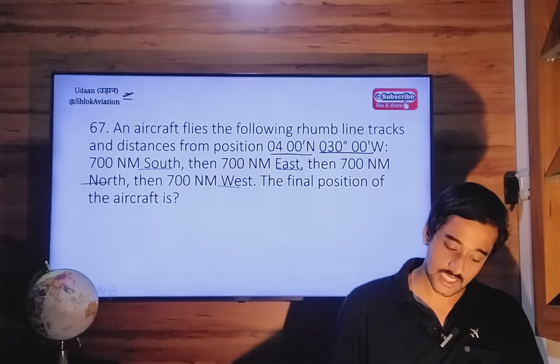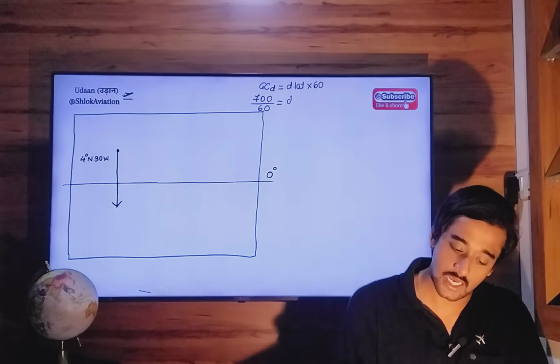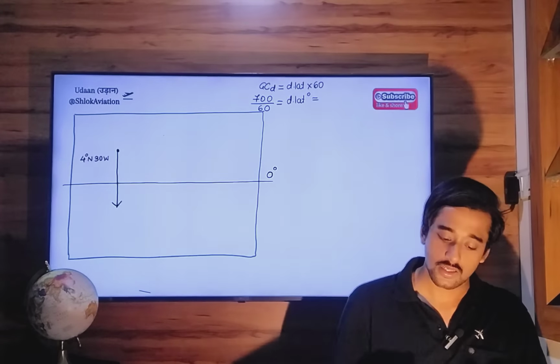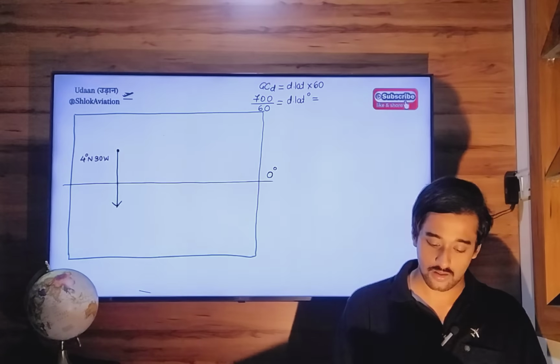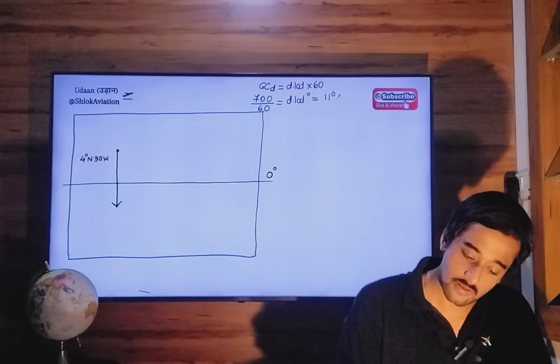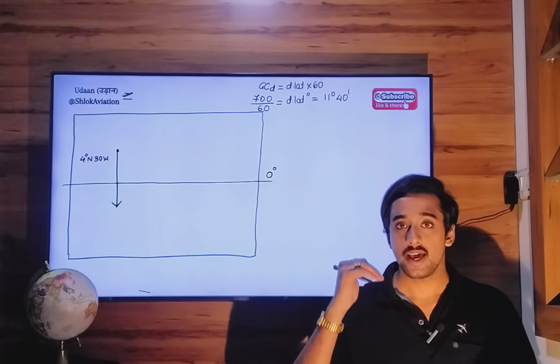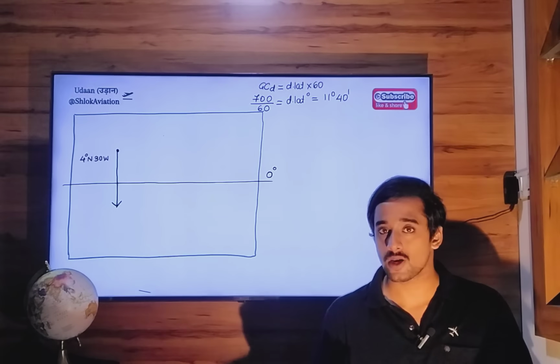You are flying 700 nautical miles. Divided by 60 is d lat. 700 by 60 is 11 degree 40 minutes. So the change in latitude between the initial position and final position is 11 degree 40 minutes.